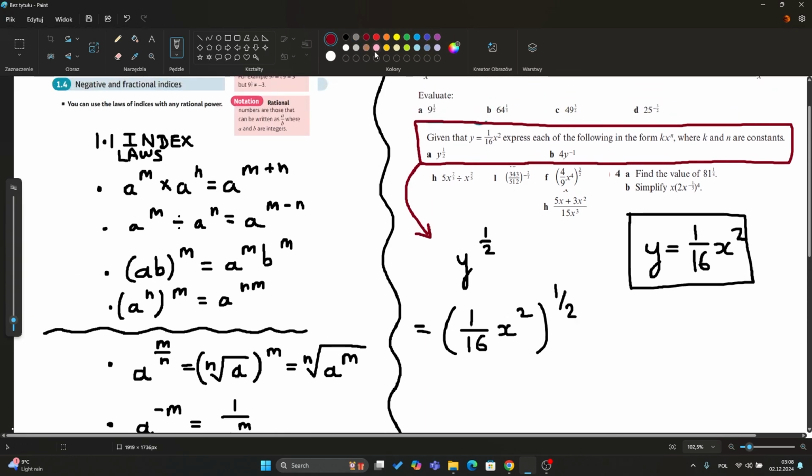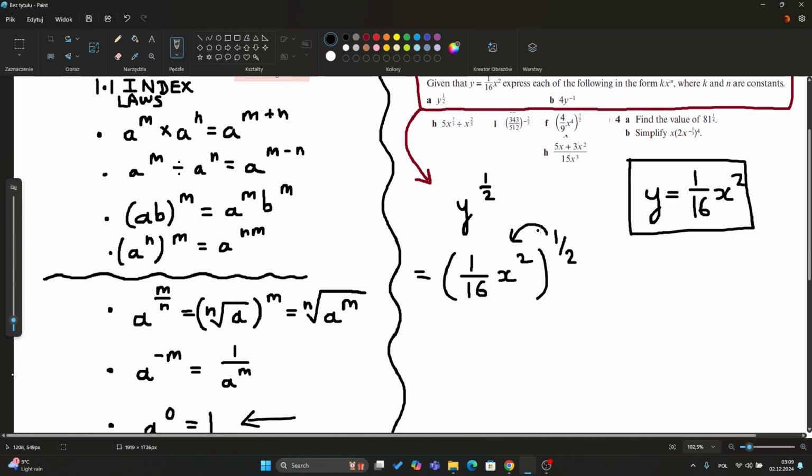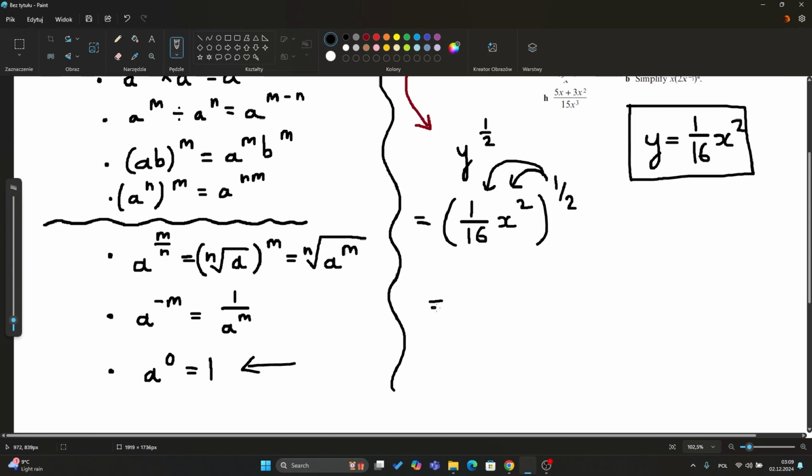Now we can use our index laws from chapter 1.1 to solve this using this one here. So we're going to multiply by the power. That is going to be 1 over 16 to the power of a half, and x to the power of 2 times a half, which is the same as 1 to the power of a half over 16 to the power of a half, and x to the power of 1, which is just x.